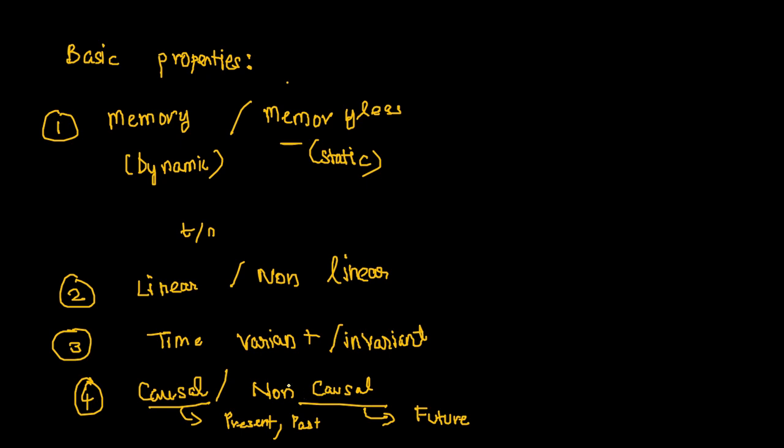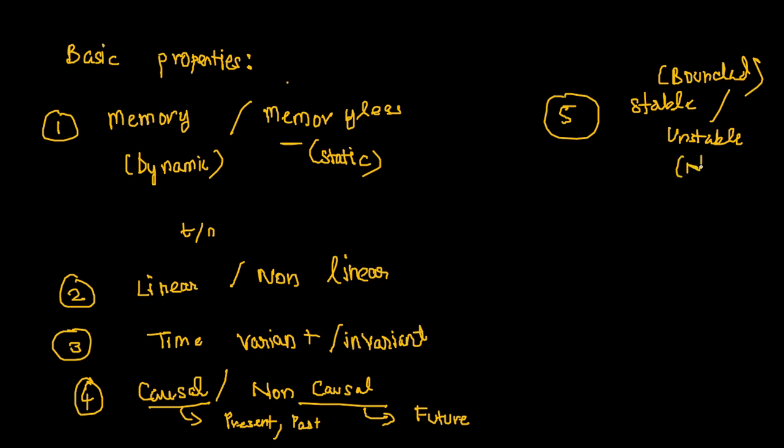So you can say that a non-causal system is definitely a memory system, because a memory system is one where it depends on the past and future values. So a non-causal one is definitely a memory system, but you can't say anything about a causal system because it can be either memory or memoryless. So that is about causal and non-causal. And the last one is stable or unstable. So a stable signal is also bounded, an unstable signal is not bounded.